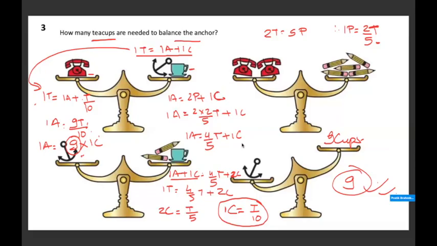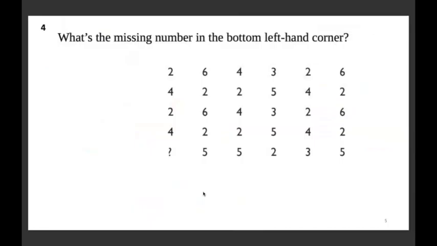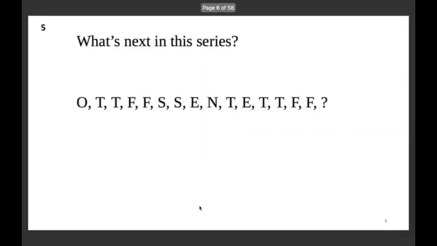Okay, move to the next one. What is a missing number? Here you're given a grid. You have to identify what the missing number is in the bottom left corner. Okay, solve this now. Here if you observe the squares, the addition of every square is 14. Wherever you pick a square, it will be 14. Here too, so this square also has to equal 14. So this number will be 3. Okay. We'll move to the next one.